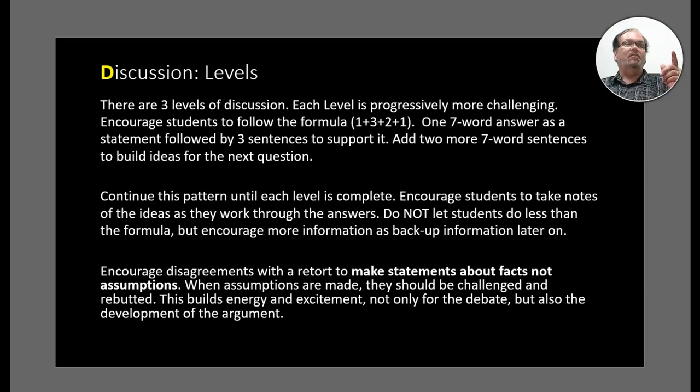And here's the formula. 1 plus 3 is 4, right? And then you have 2 plus 1. And that's 7. 7 is the perfect number. It's really great. You can expand it, you can change it. But the idea of the formula is to have one 7-word answer, as a statement.